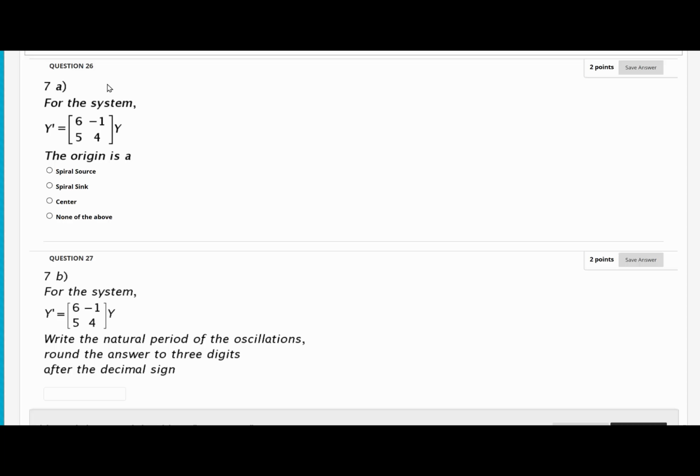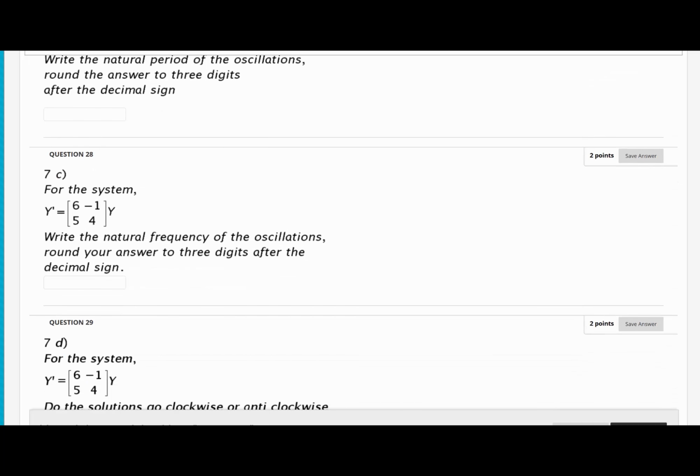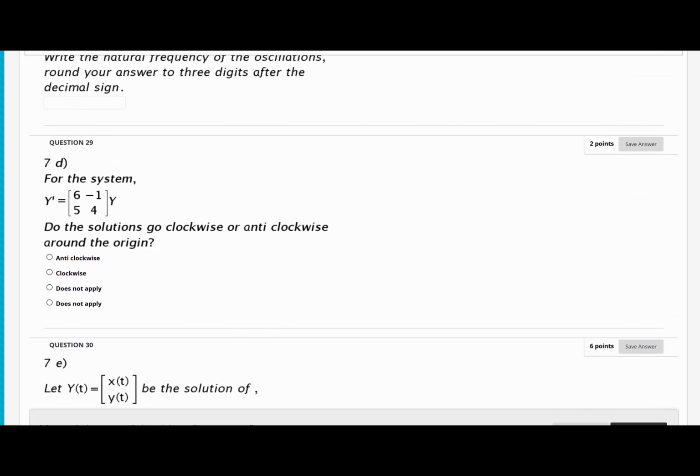So now we are going to take up question number 7. We have this system of equations and we have to determine whether the origin is a spiral source, spiral sink, etc., and the natural period of the oscillations, the natural frequency, and some other stuff.